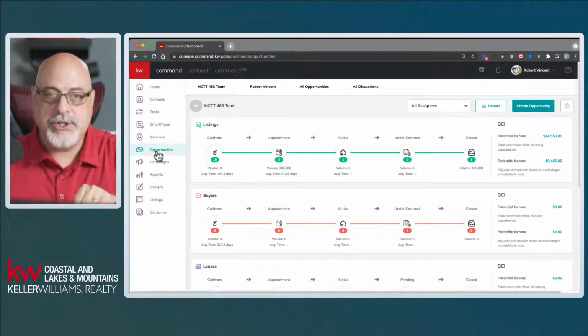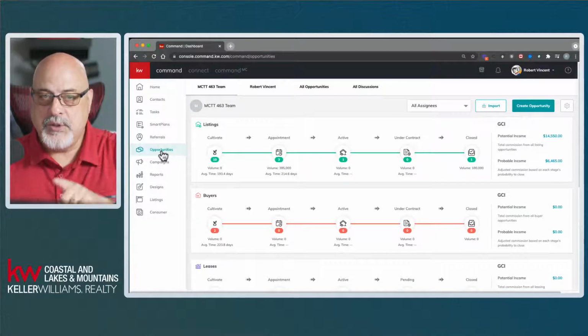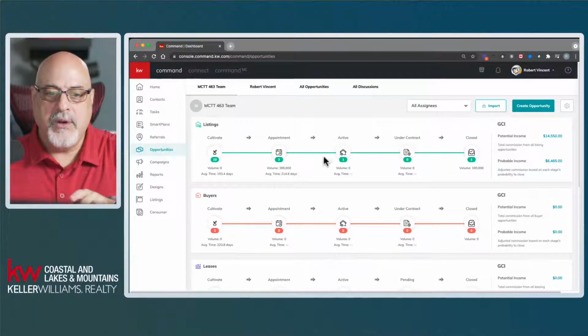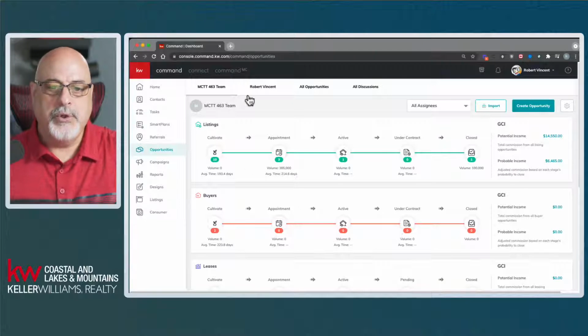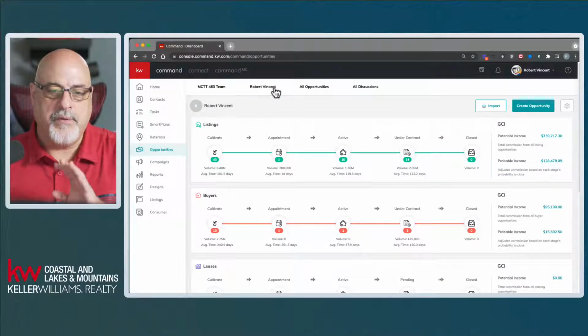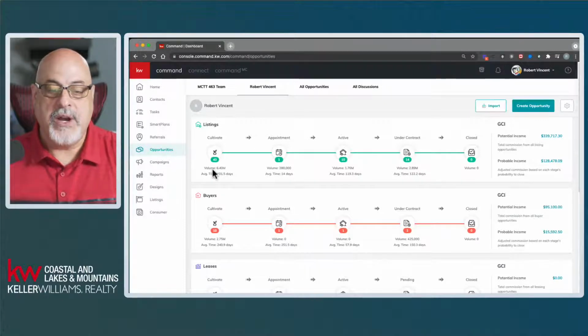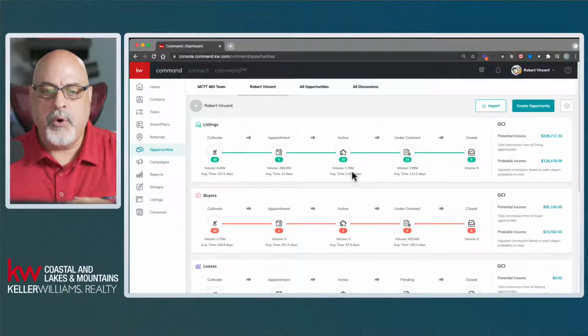It's going to switch to this applet, and it's going to open up the opportunity specifically that you had requested within this area. So what you're looking at here, and I'll focus on the individual agent perspective. In the opportunities area, I've got 43 of my contracts under cultivate. I've got 1 under appointment, 10 under active, 14 under contract.